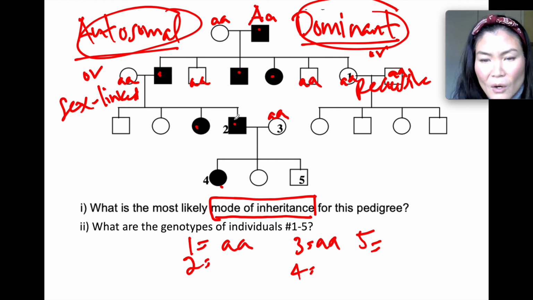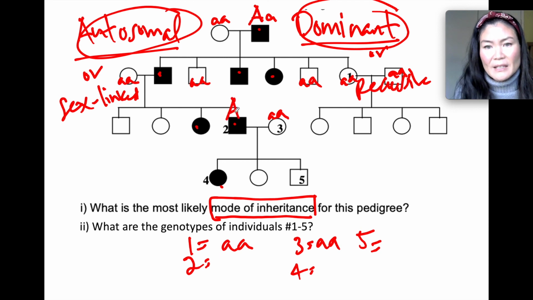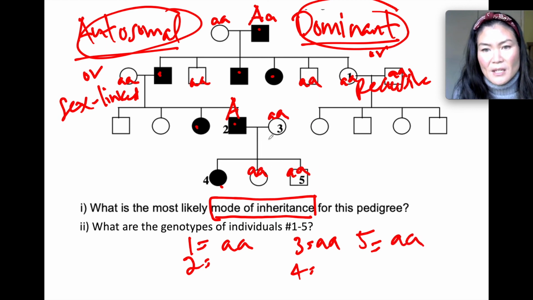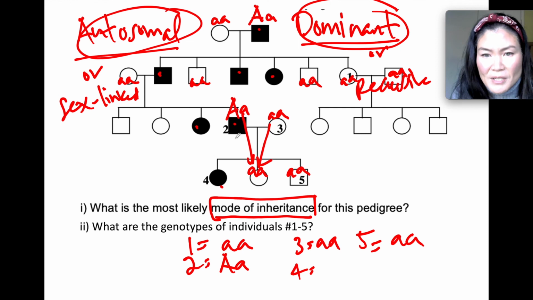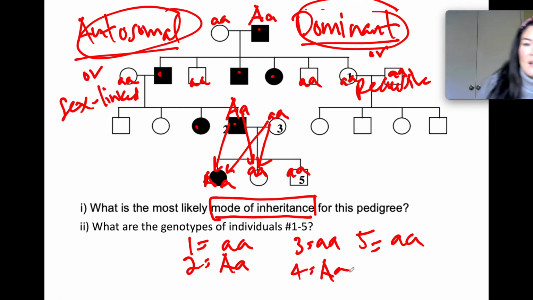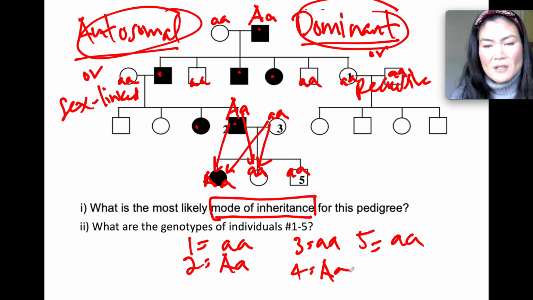Where's 2? Okay, 2 has to have at least a big A because it's a dominant condition. But then what is the other gene that he has? Well, look at the kids. Little a, little a, little a, little a. So actually person number 5 is also little a, little a. This kid got a little a from mom, and then the other little a must have come from dad. So person number 2 has to be big A, little a. Person number 4 got the big A from dad, little a from mom. Okay, big A, little a. So that's the answer for those set of questions.